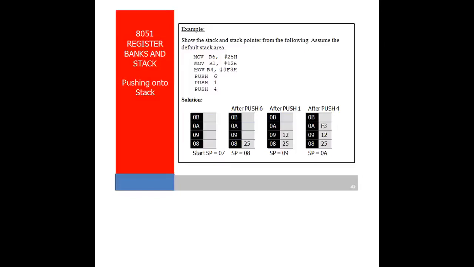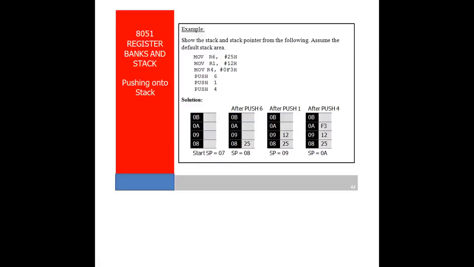So initially, the value of the stack pointer is 07. After that, when I execute the instruction push 6, I have to place the address of the register R6, because it will not directly access the register by its name. I cannot write push R6 directly. I cannot write push R1 directly. I cannot write push R4 directly. So what we have to do is write the address of each individual register. So push 6 means the value stored in R6 will be loaded inside the stack.